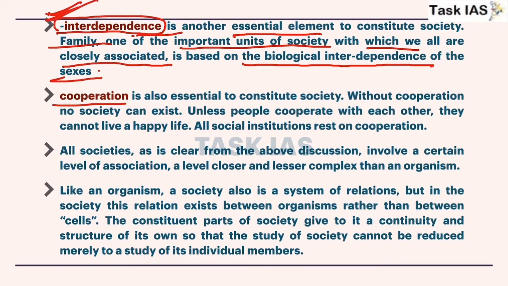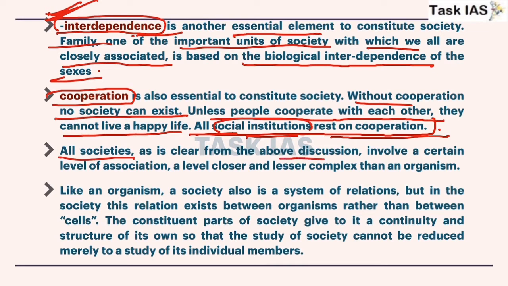Now cooperation is also important. Without cooperation, no society can exist. Unless people cooperate with each other, they cannot live a happy life. All social institutions rest on cooperation. What is a social institution? We will discuss it later. But it is important to notice that it is cooperation or interdependence which are central features of any society. All societies, it is clear from the above discussion, involve a certain level of association, a level closer and lesser complex than an organism.